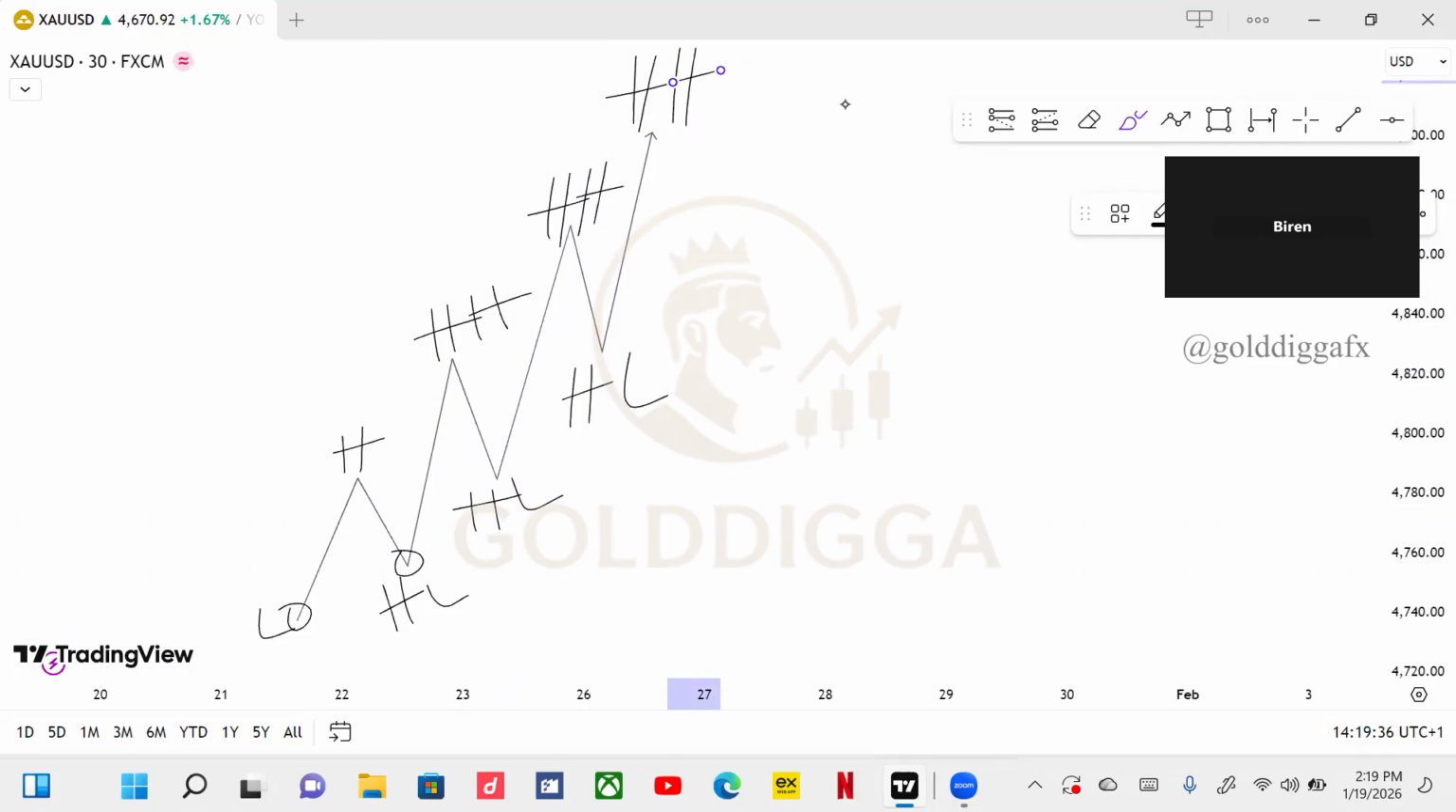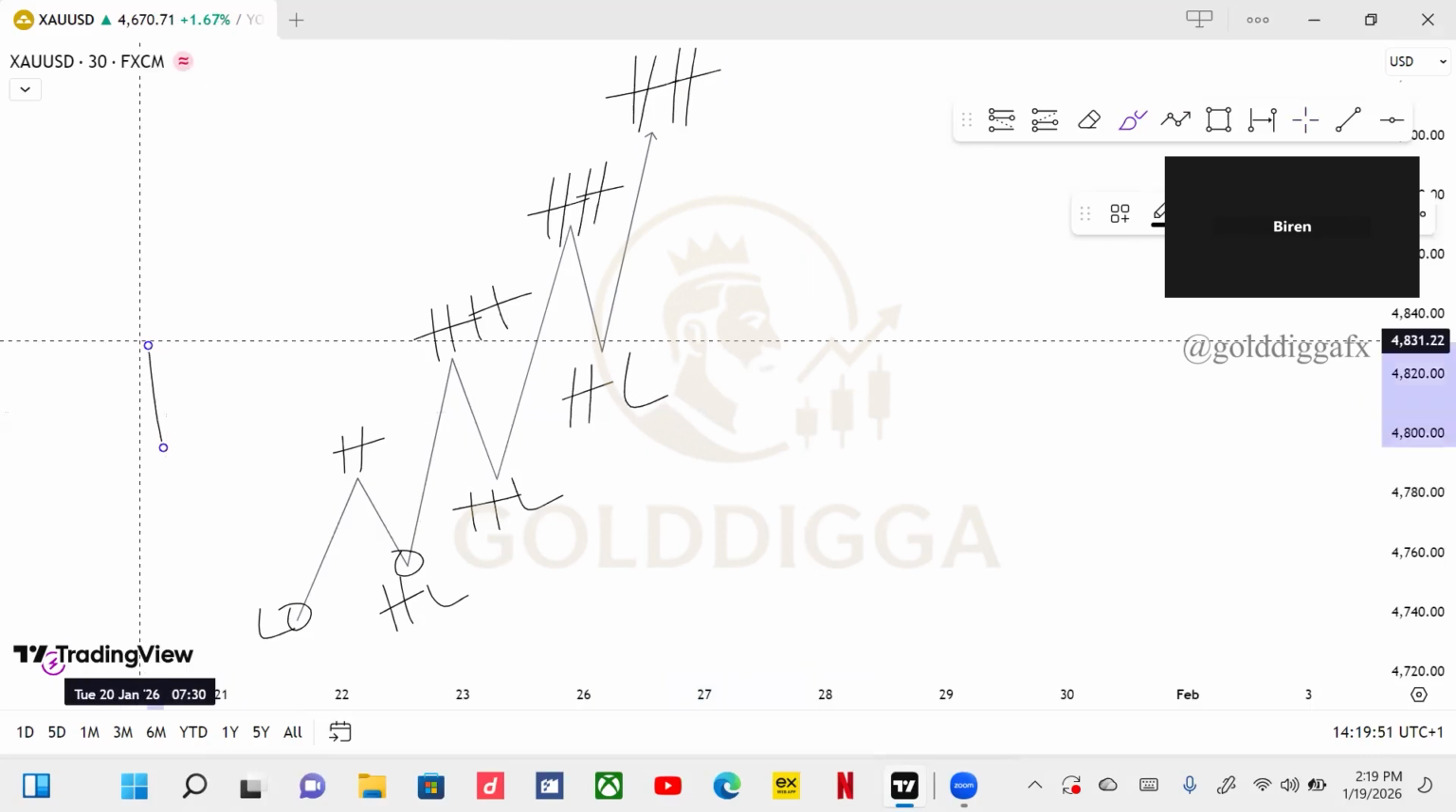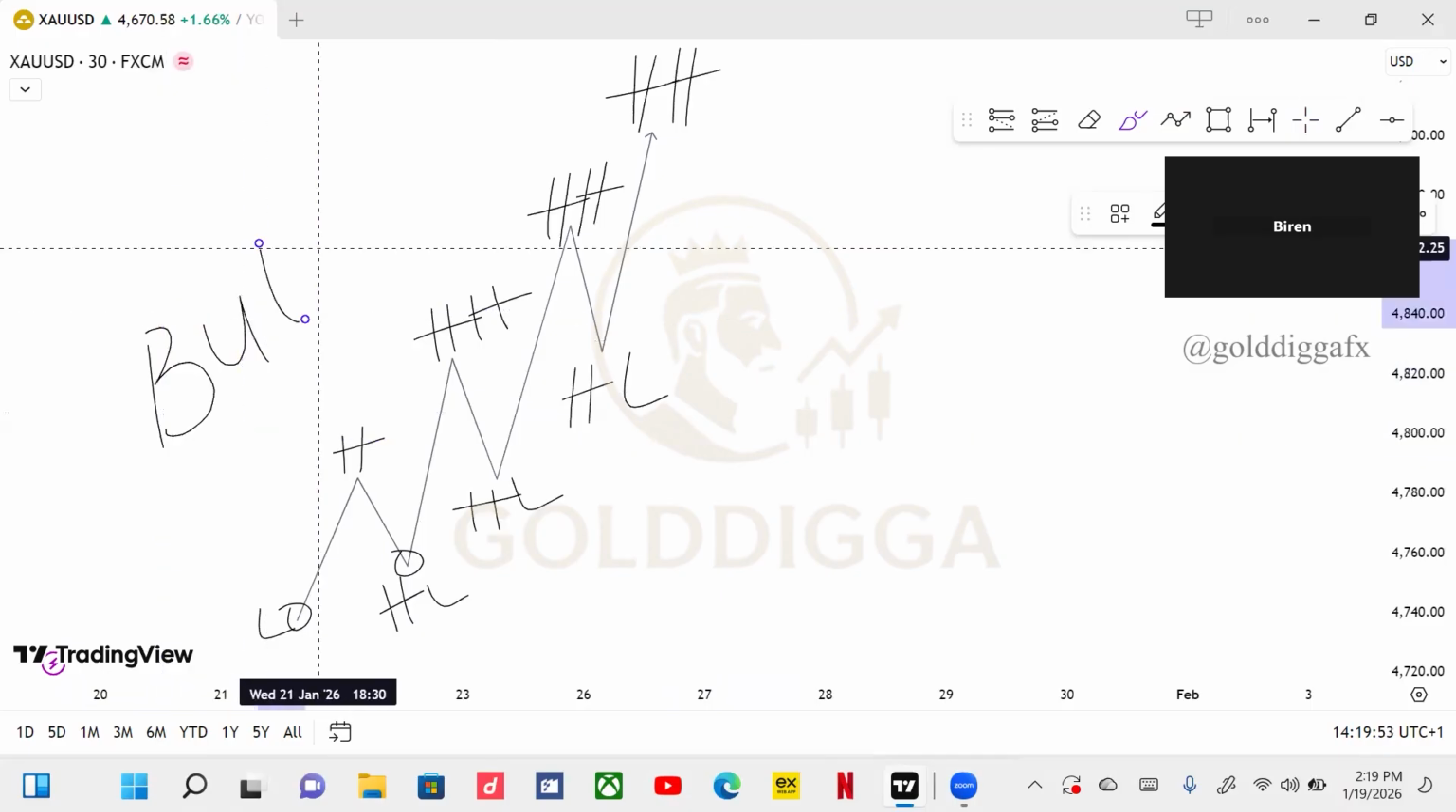Now, what is the concept behind price making higher lows in market structure in an uptrend, which signifies bullishness? Is this marking of highs and higher lows as per the bar chart, not the line chart? Yes, use bar charts, I mean, the candlestick chart.